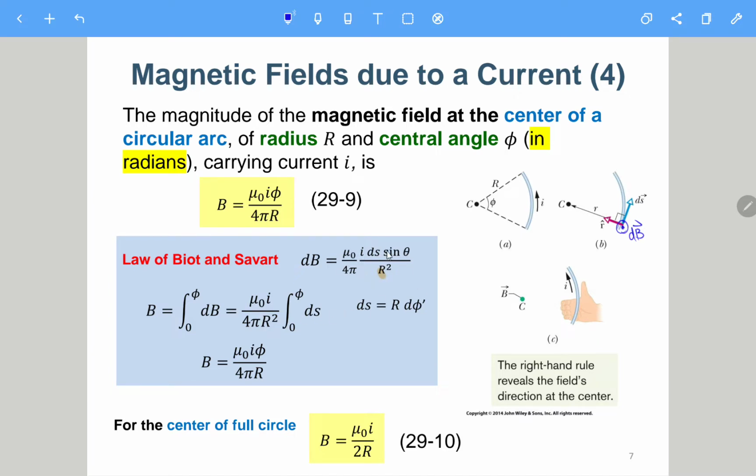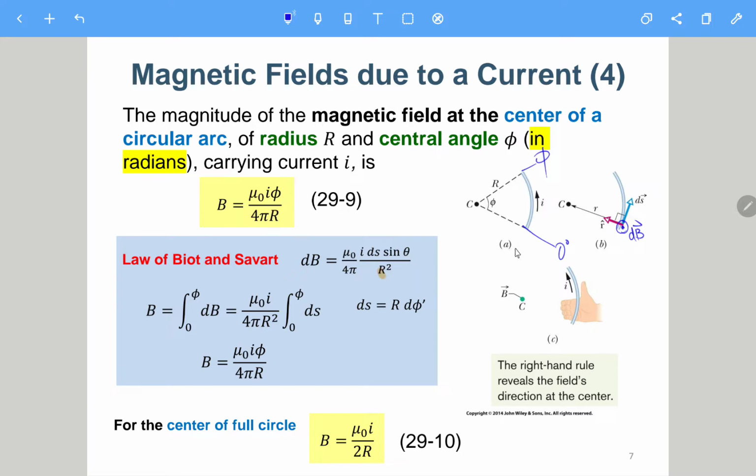So actually all the terms are constant, so we can just put them out, and then the only thing we have is the integral of ds from 0 to phi. This ds is nothing but R d phi. You can probably consider this is the 0 degree, this is phi, so we integrate this from 0 to phi.